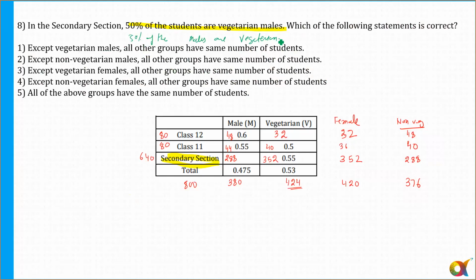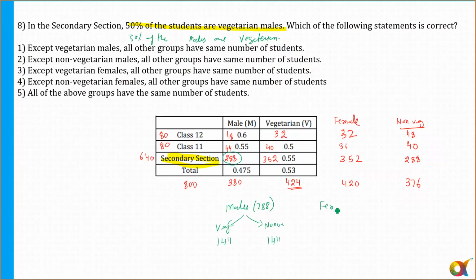That if I say in the secondary section, 50% of the males are vegetarians, then which of the following options is correct? Then we get that the total number of males is equal to 288, and 50% of them are vegetarians. So the number of vegetarian males is equal to 144, and the number of non-veg males is again 144.